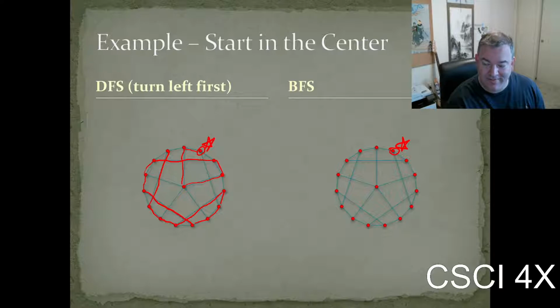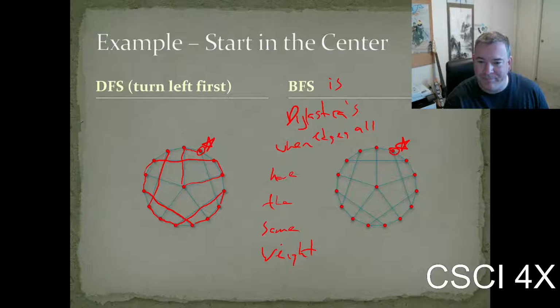Which one is Dijkstra's? BFS is Dijkstra's when edges all have the same weight, right? So if all the edges have a weight of 1, Dijkstra's and BFS are literally the same.